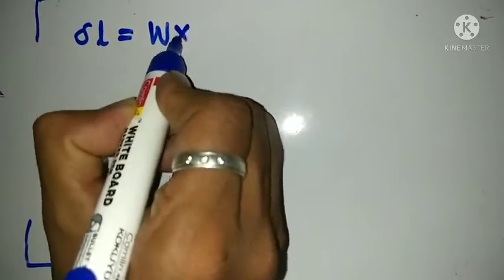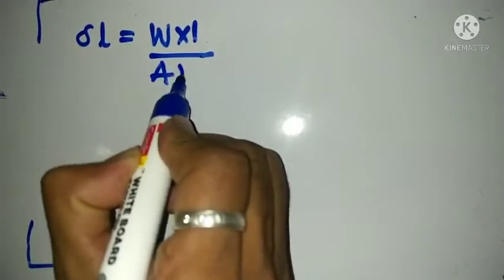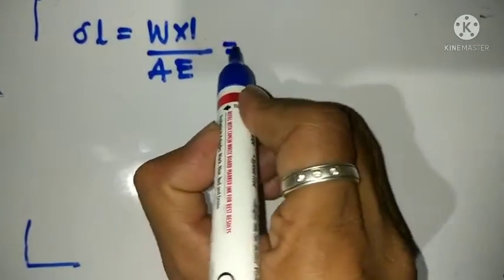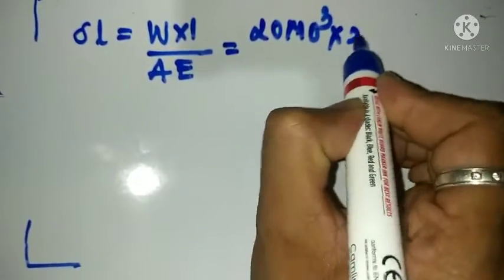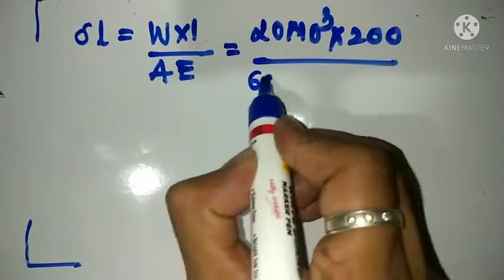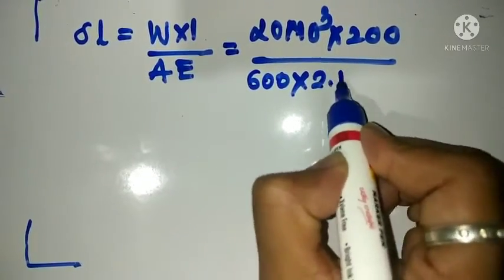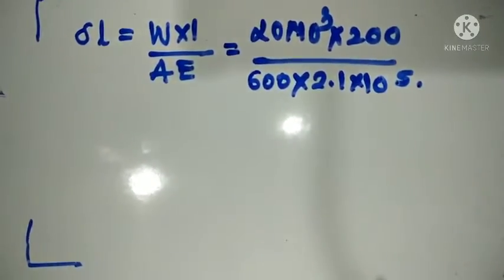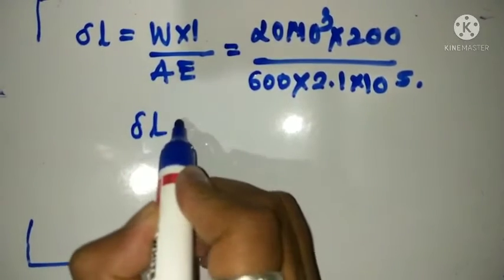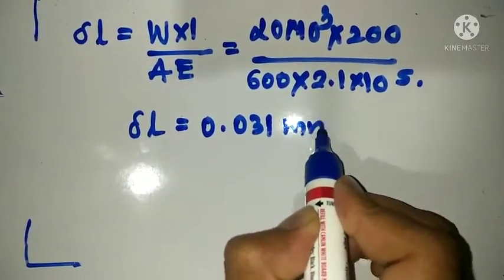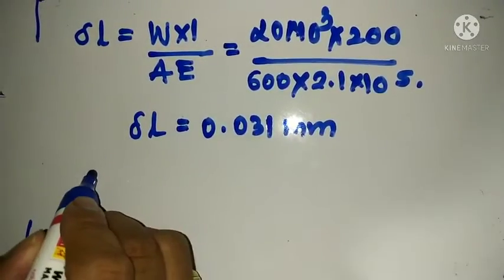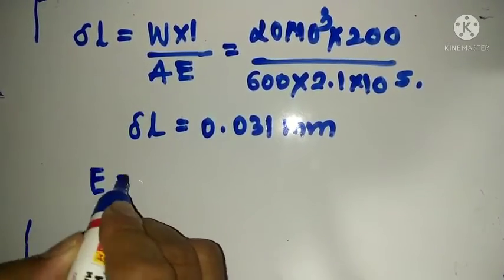So the next procedure is to find out the change in length. So the formula is WL by A into E. This is the same formula. I will show you at the end. First substitute the values. So the answer is delta L is 0.031 mm. How this formula came, this also I will explain here.